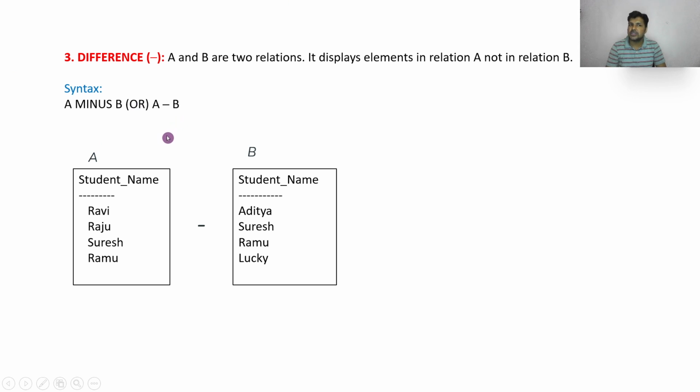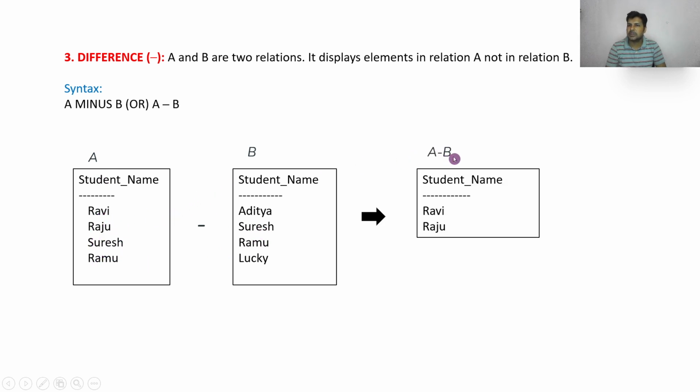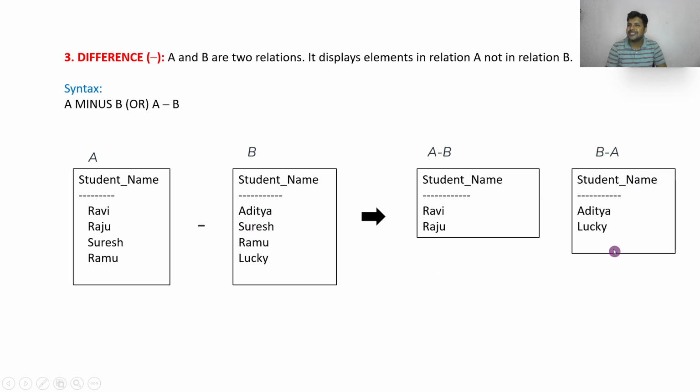For example, if I say A minus B, Suresh and Ramu are common, right? A minus B means B's values will be deleted from A, so Ravi and Raju will be the answer. Suppose I say B minus A, then Suresh and Ramu will be deleted from B and you will get only Aditya and Lucky. That's the difference between A minus B and B minus A.